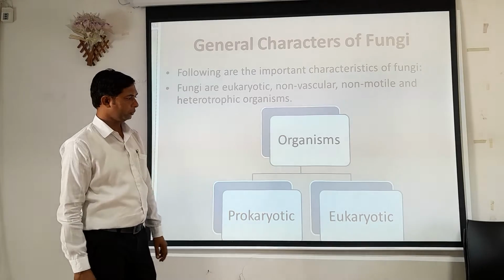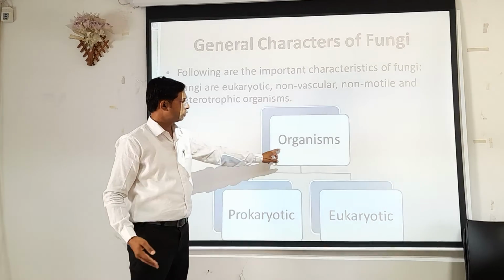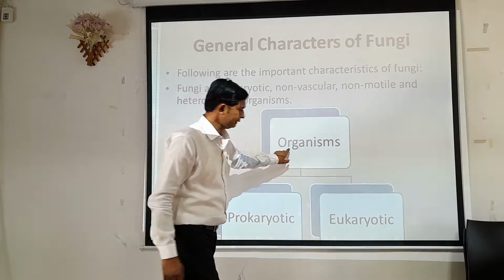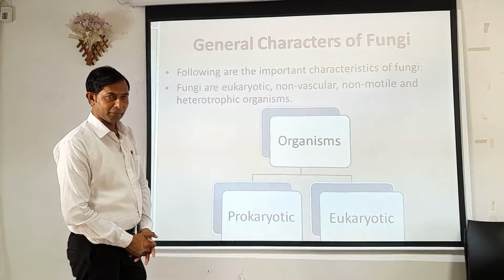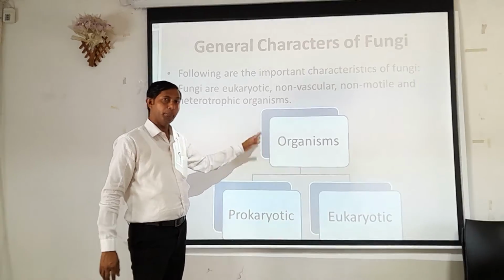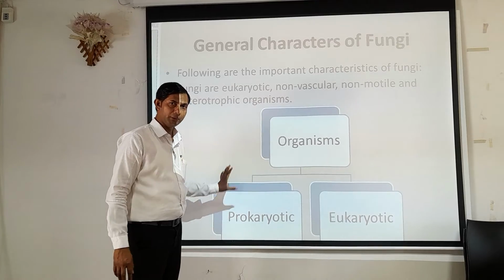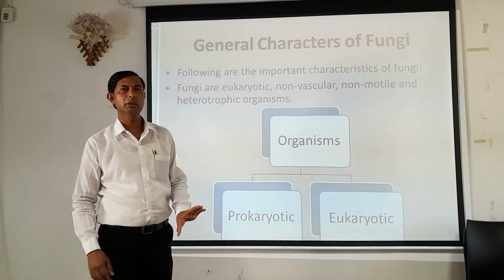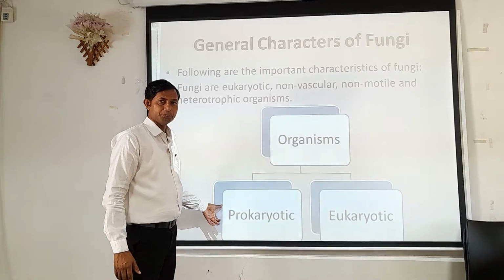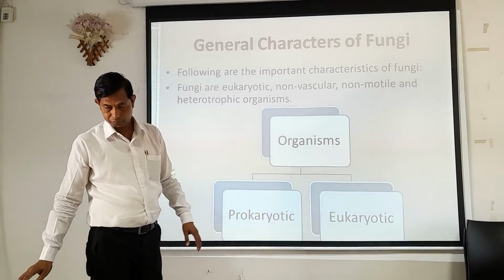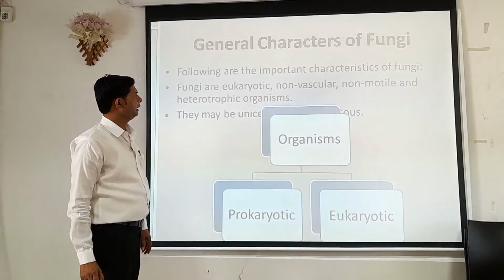Likewise, when we talk about plants, plant is also having a developed nucleus, so plant is an organism and is included in eukaryote. Now when we talk about bacteria, bacteria is an organism, but it is not included in eukaryote, it is included in prokaryote because they don't have a developed nucleus, so they are known as prokaryotic.